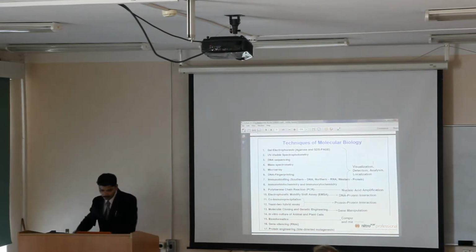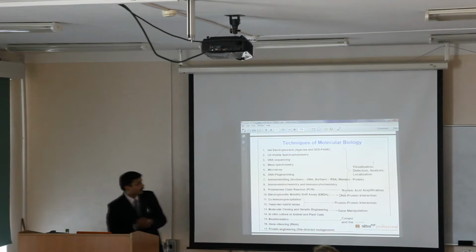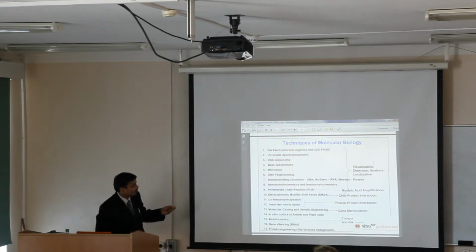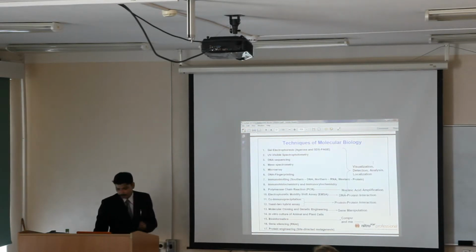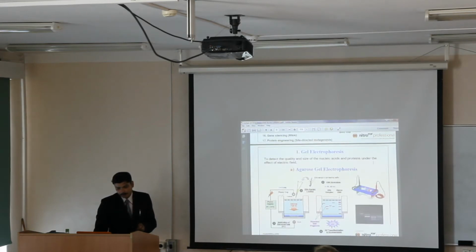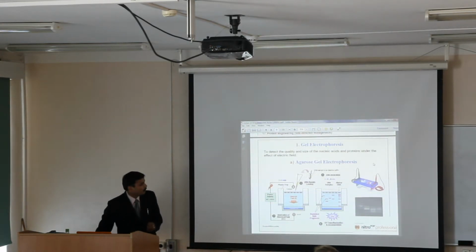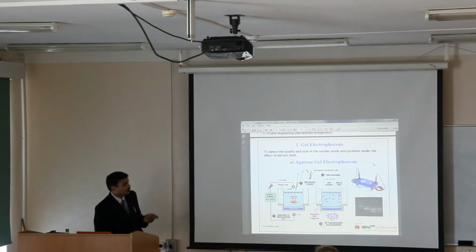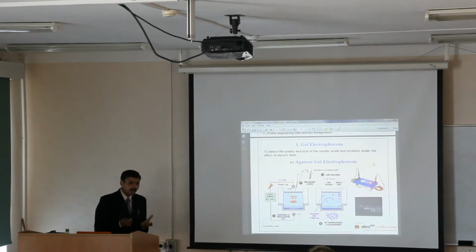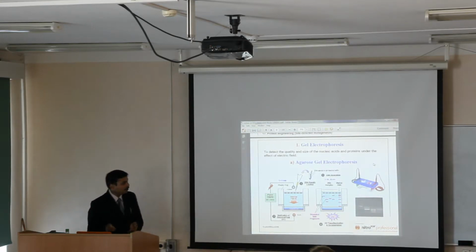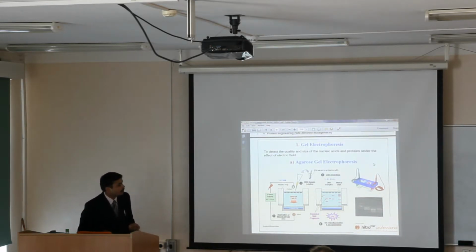These are the techniques of molecular biology that we have seen: gel electrophoresis, and UV and visible spectrometry. The question is how to study these techniques. The first one is gel electrophoresis. How can we study DNA, RNA, and protein using different techniques?